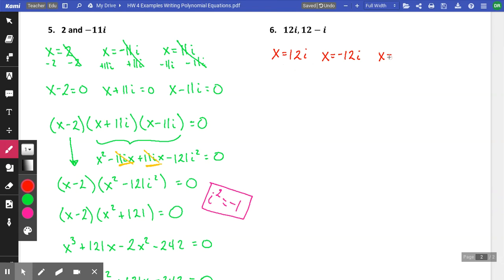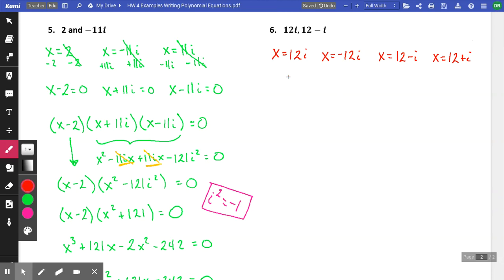After that, we have x equals 12 minus i, and that would mean that we should have the positive imaginary solution as well. So 12 plus i would be our fourth and final solution here. And so we have four solutions. We're going to have a degree 4 polynomial.